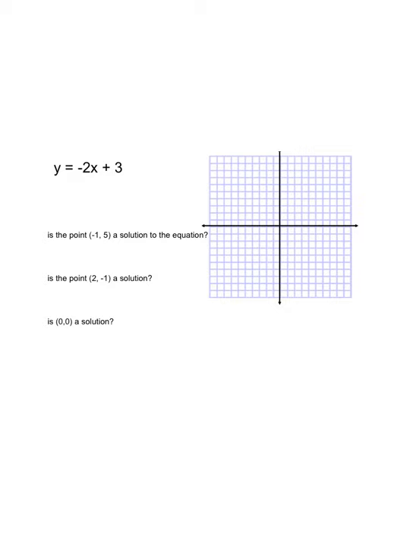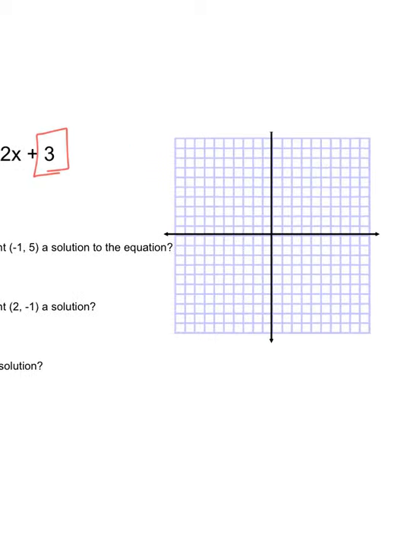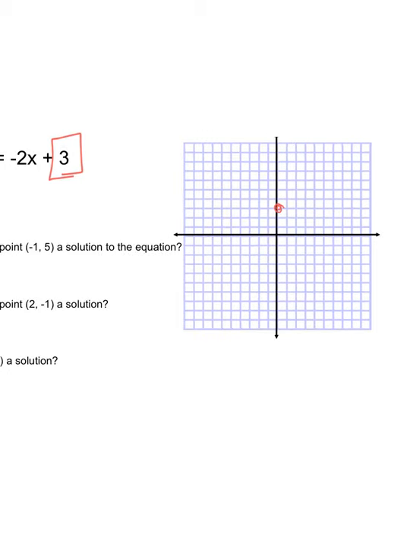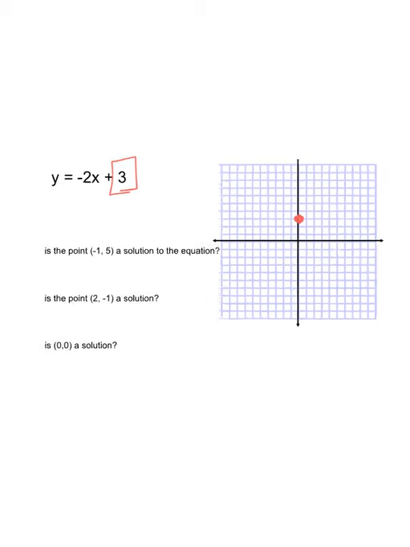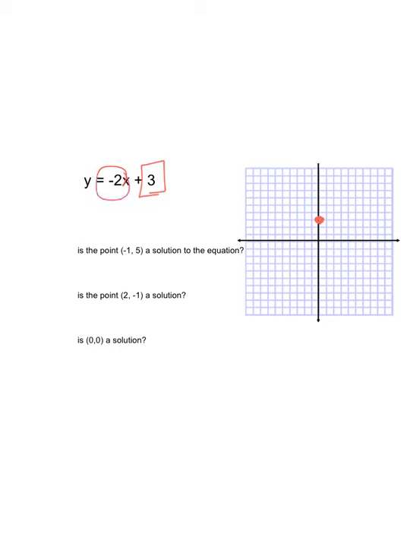We are going to start with a quick review of graphing and what it means for a coordinate to be a solution. So the equation y equals negative 2x plus 3. The plus 3 is called the y-intercept. That's where I'm going to start on the graph, at positive 3 on my y-intercept. The negative 2 is called the slope.